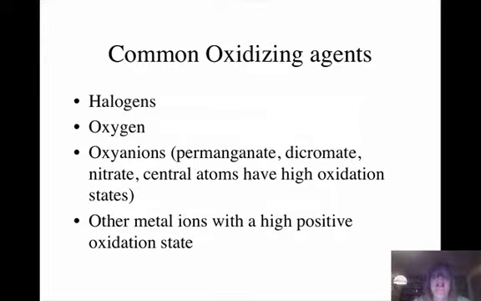Common oxidizing agents, things that like to be reduced, are halogens, oxygen, hence the name. Things that are oxyanions, like permanganate ion, MnO4-1. The manganese in that has a positive 7 oxidation state. Dichromate, the chromium there has a positive 6 oxidation number. Nitrate, there the nitrogen has a positive 5. This is where these atoms have high oxidation numbers. So metals that have high positive oxidation numbers, being reduced is something they like to do, so they're common oxidizing agents.